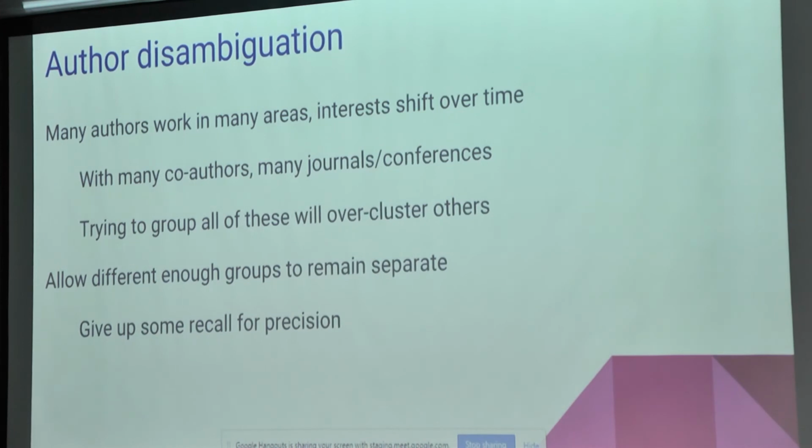And so let me try to say more about the caveat at the end of the last slide. Many authors work in many areas. Their interests shift over time. They work with many co-authors. A long research life has many segments that are almost equal. Trying to group all of these together will end up overclustering, overgrouping papers that are not written by the same author. The approach we take is to allow groups that are different to remain separate, and we give up some recall to maintain a high level of precision. Next slide, please.